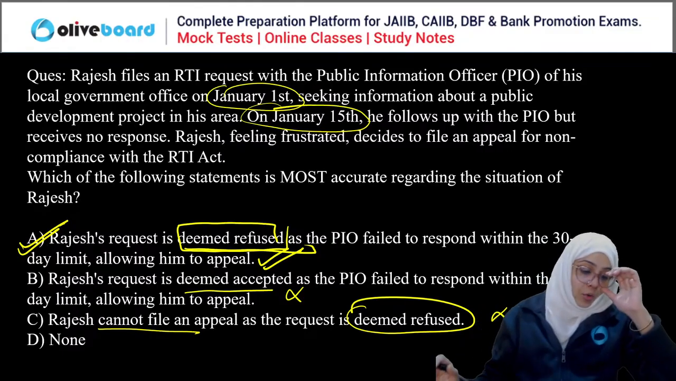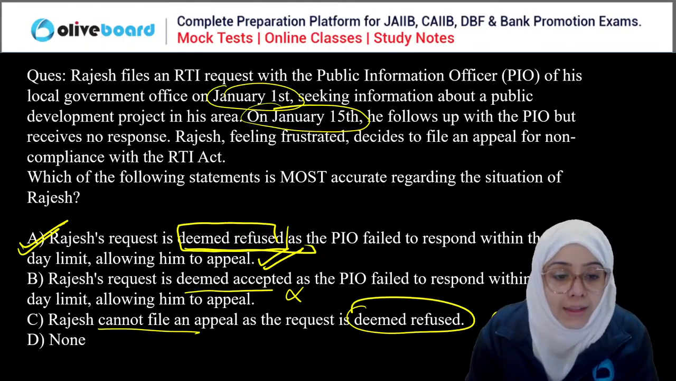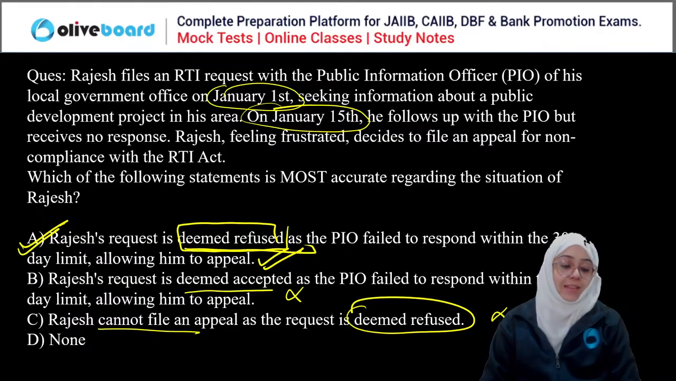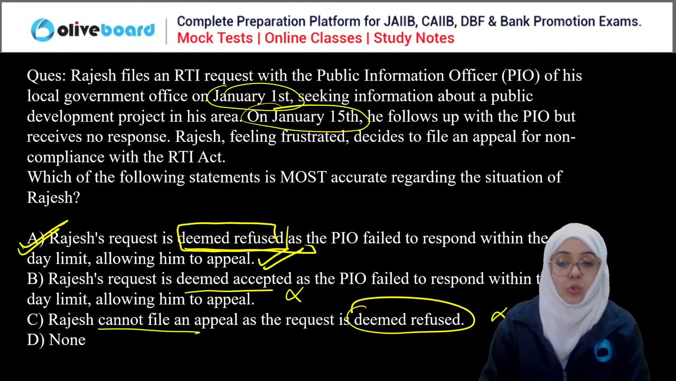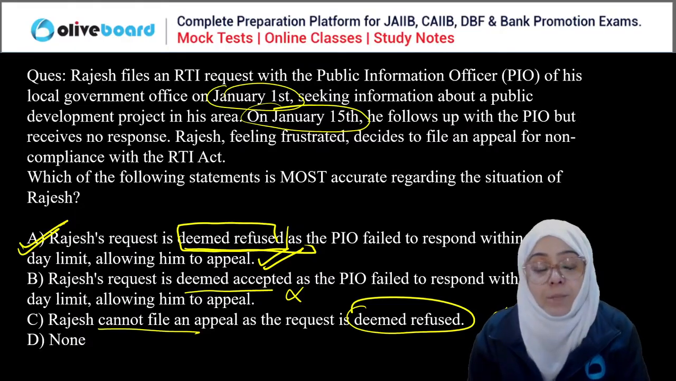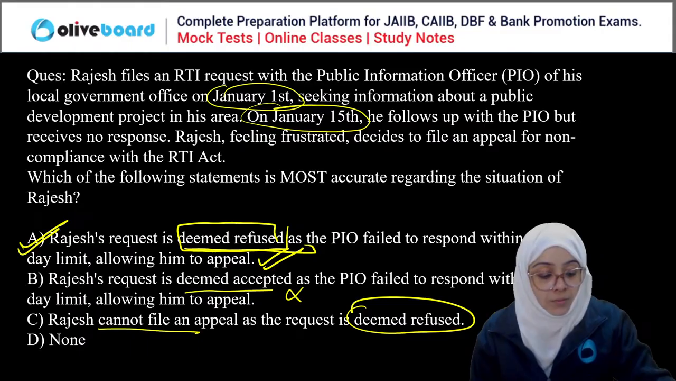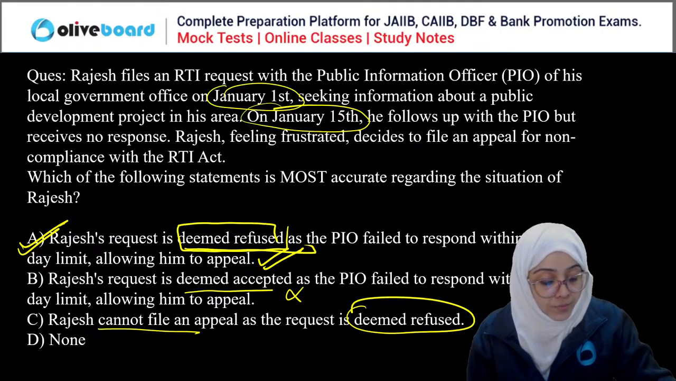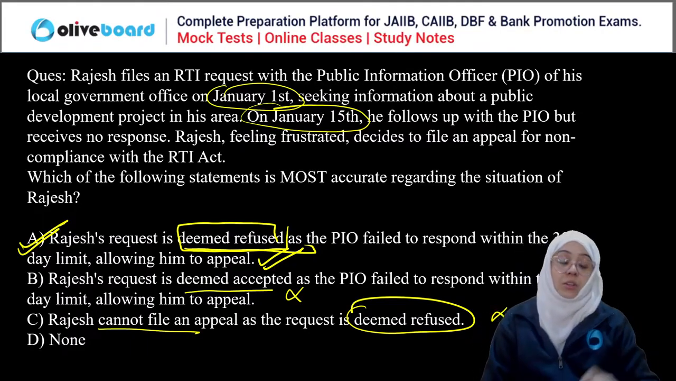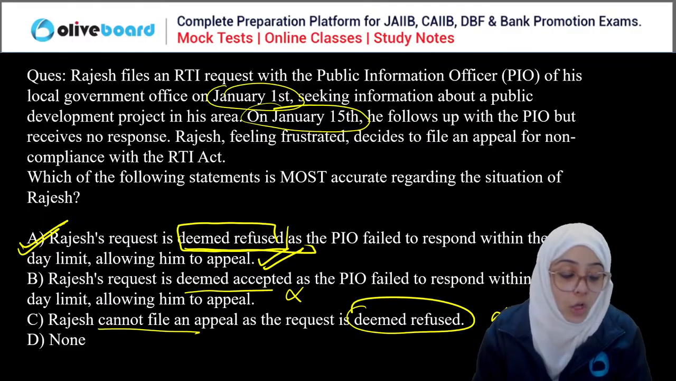Understood this question? Yes or no? Still, you have any doubt in this question? Please ask your doubt, everyone. If you have any doubt, you are allowed to ask. Clear? No doubt? Everything is clear? Good.